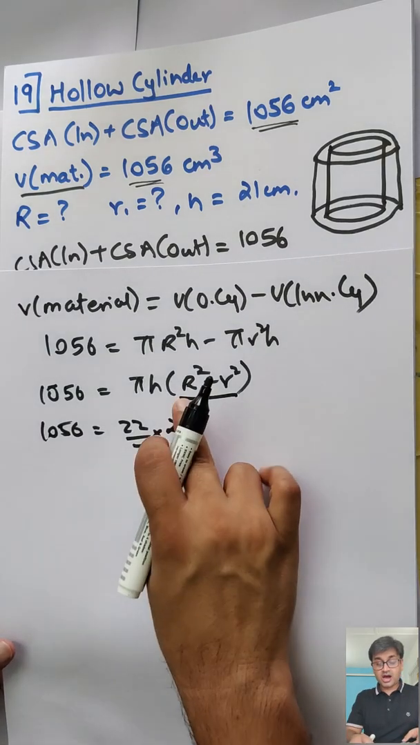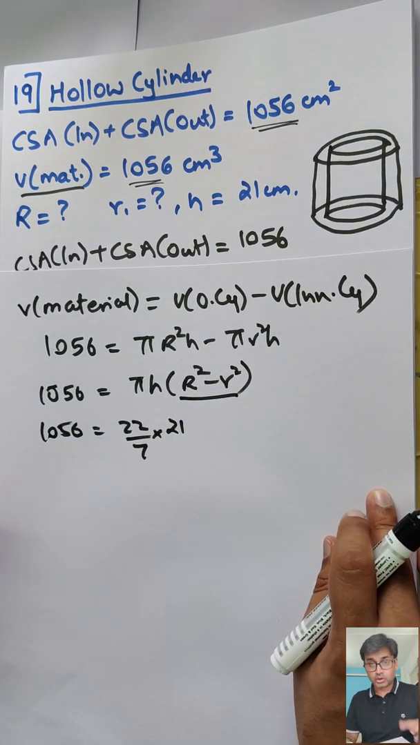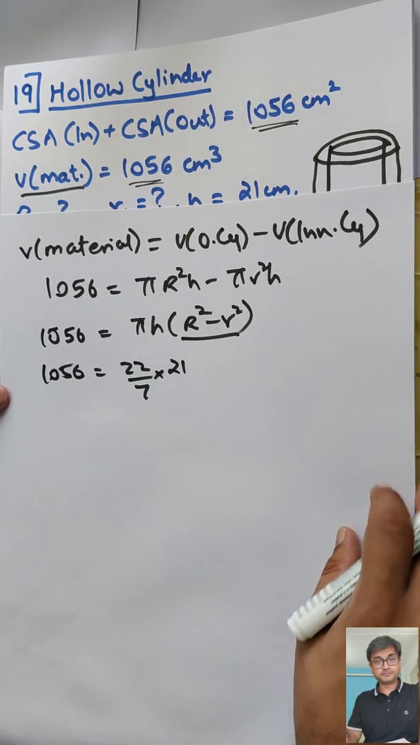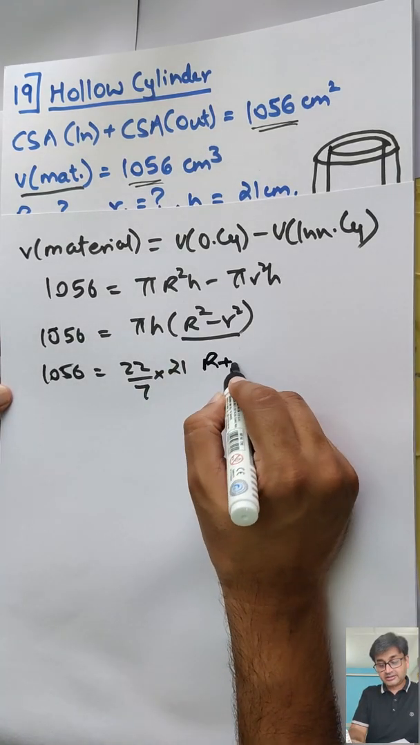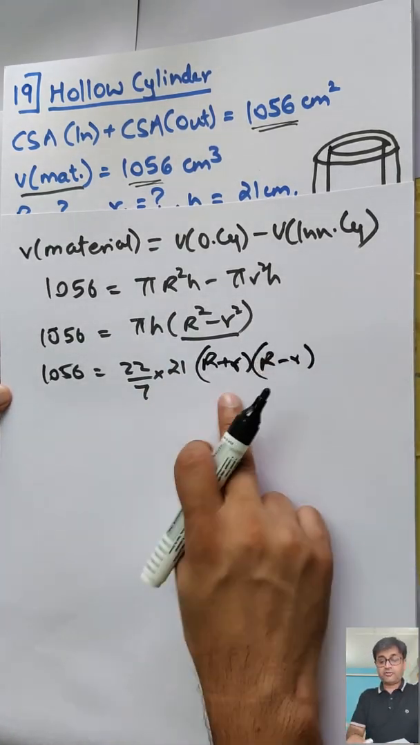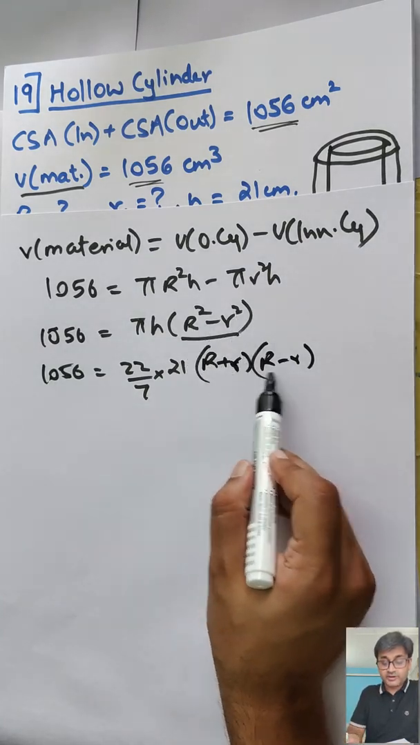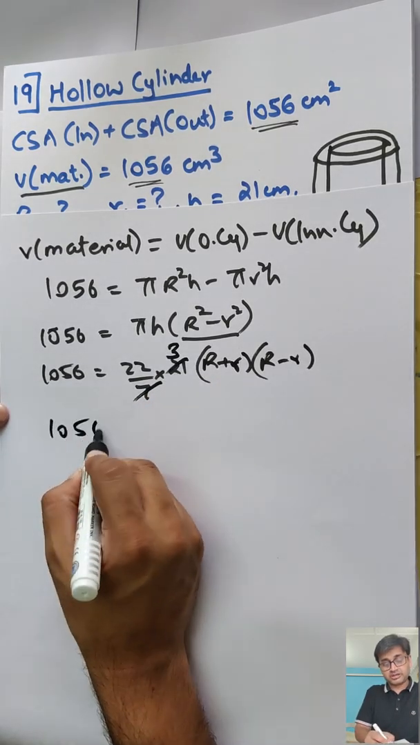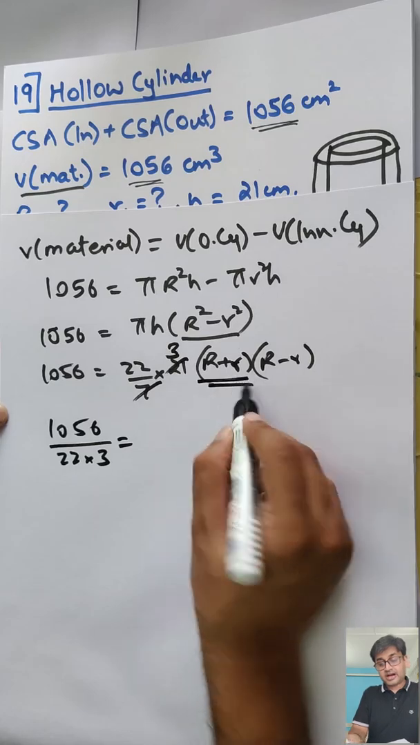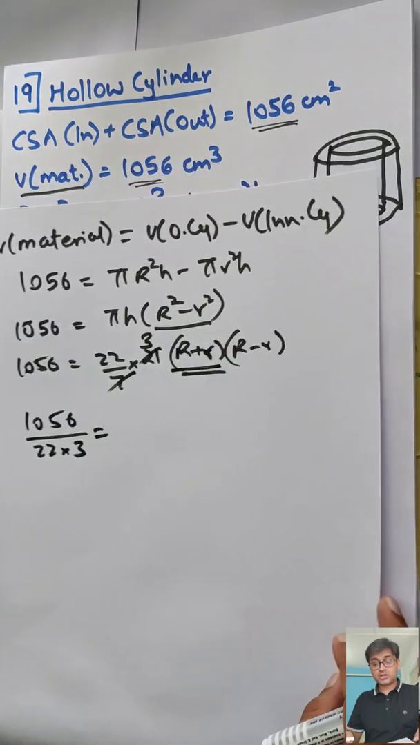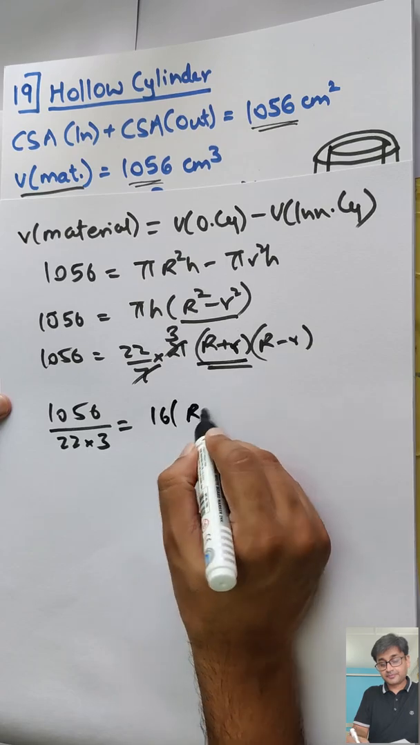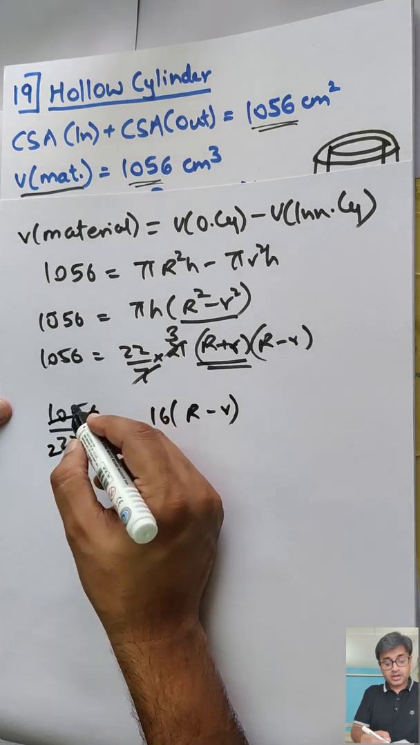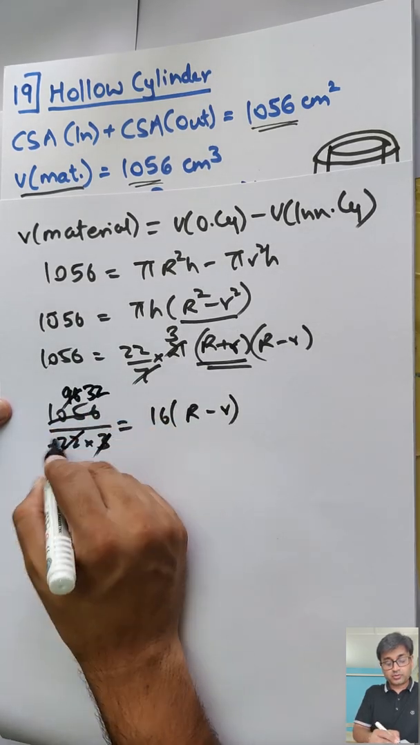Now this is the catch. R square minus r square is not known to us, and what we have is R plus r. Can I use R plus r somehow over here? Very good. You remember the formula a square minus b square equals (a plus b)(a minus b). That's what we are going to use now. So let's push everything on the other side, that is 22 into 3. This R plus r is known to us as 16, so I can use that over here. What will be left is R minus r.